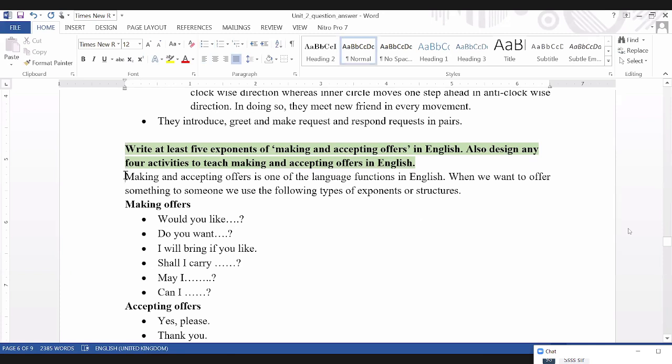Making and accepting offers is one of the language functions in English. When we want to offer something to someone, we use the following types of exponents or structures. Making offers, we can use these structures: Would you like something? Do you want? I will bring if you like. Shall I carry something? May I bring you something? Can I bring something for you? So these are some possible exponents of offers.